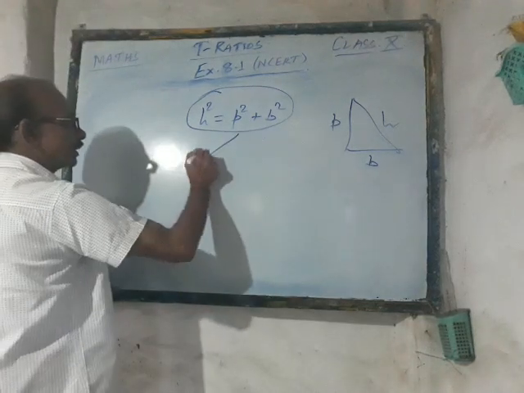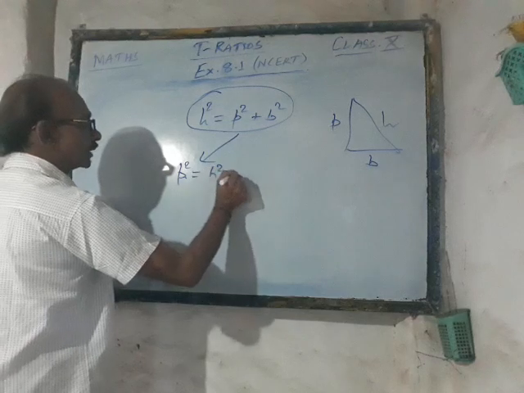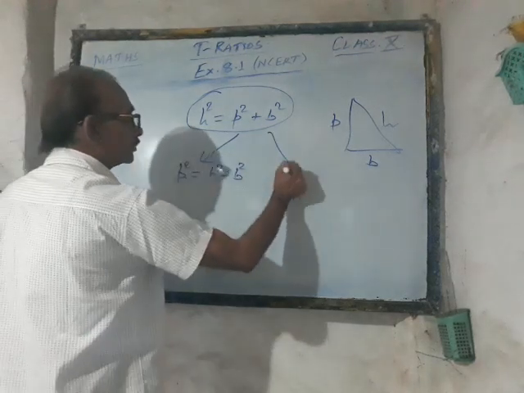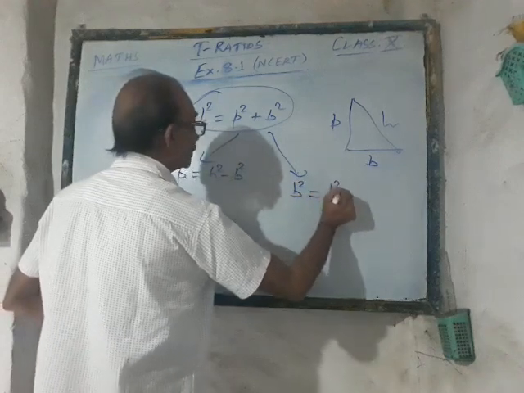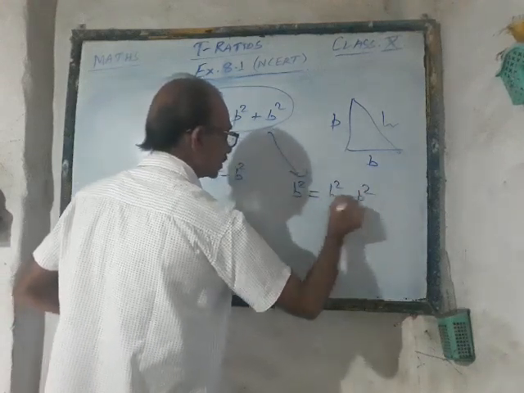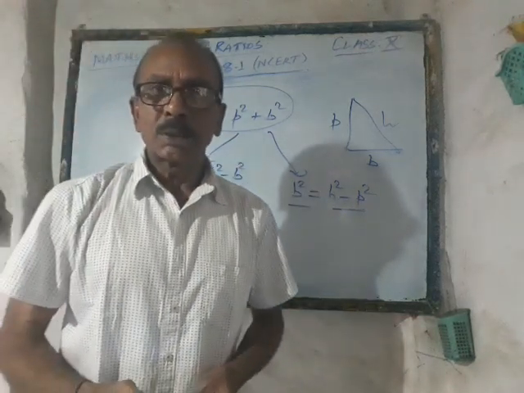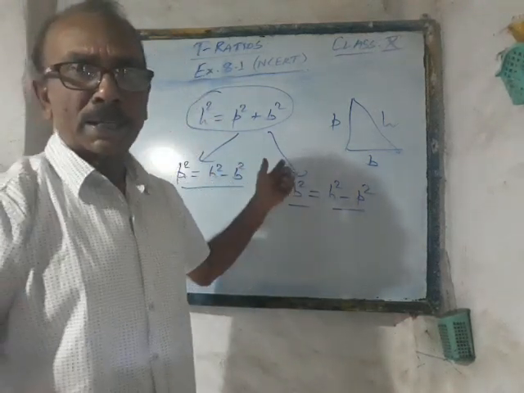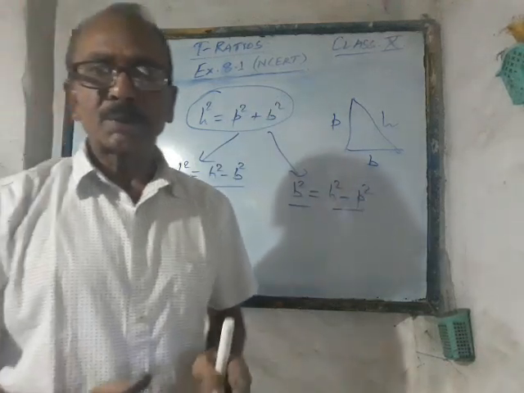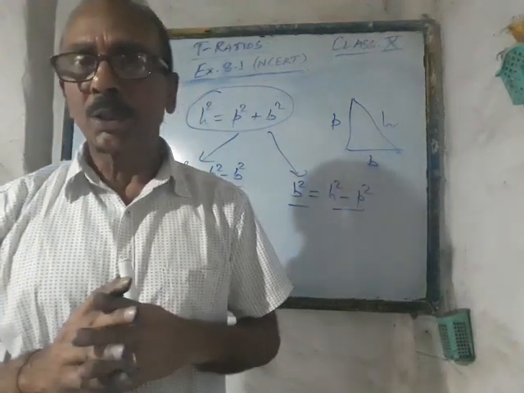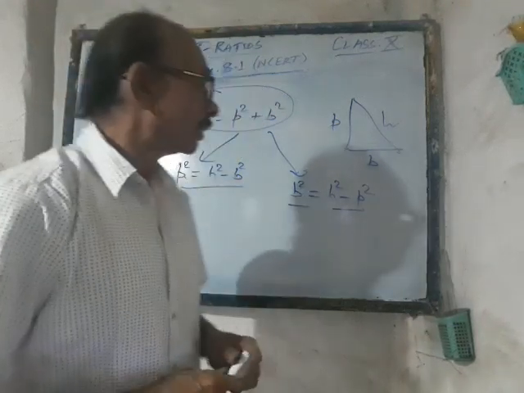So this result may give you what? If you want to get P square, you will be writing H square minus B square. And if you want to write B square, that will give you what? H square minus P square. So this is all about the concept for doing the exercise 8.1. So now we shall be dealing with the questions of exercise 8.1 of NCERT book.